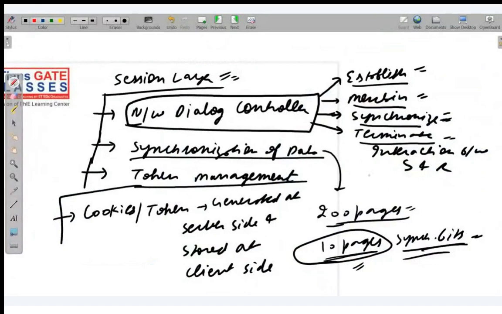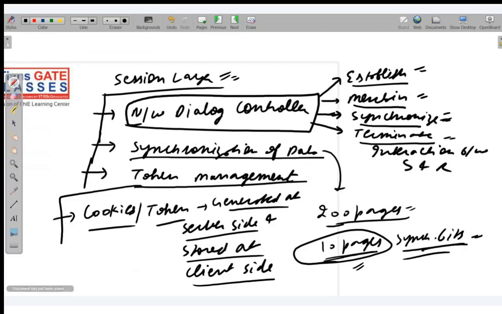Yes, sir. Okay. So, what are cookies? Cookies or tokens are generated at the server side and stored at the client side. For example, you are doing some shopping on Amazon and you want to purchase shoes. You see shoes, and you close the Amazon app, and after 2-3 days, when you log in again, you will see shoes only.